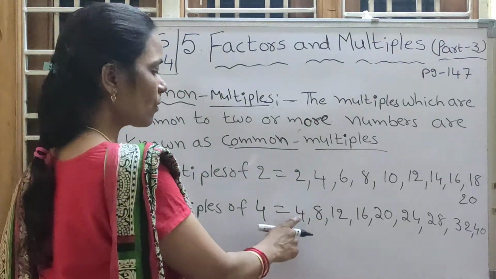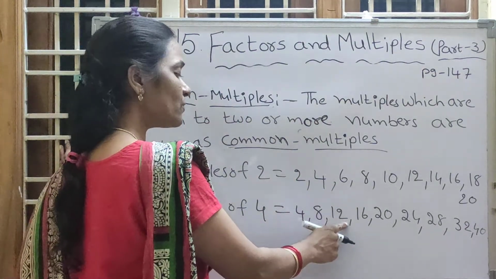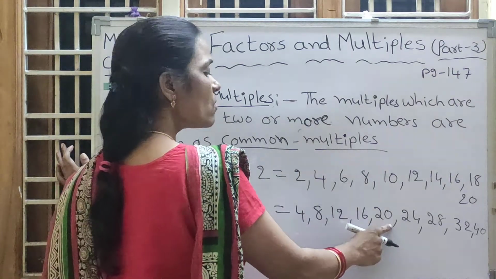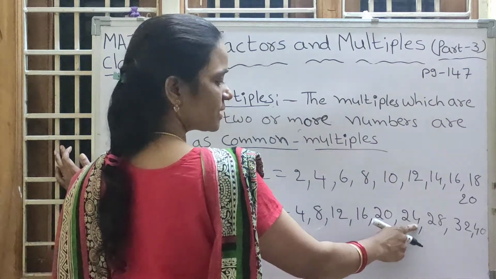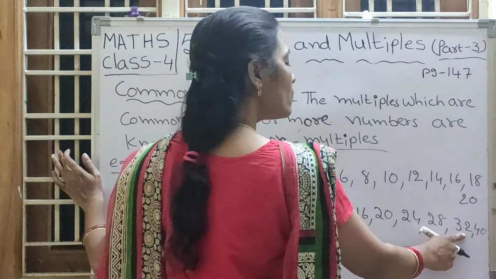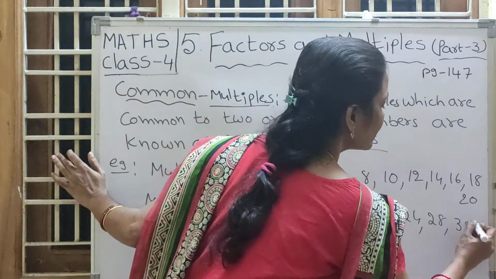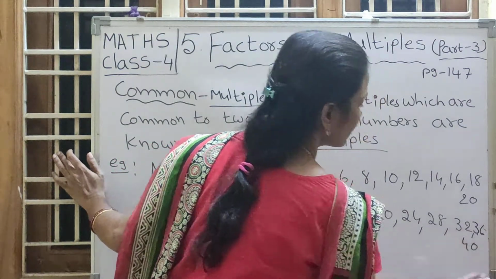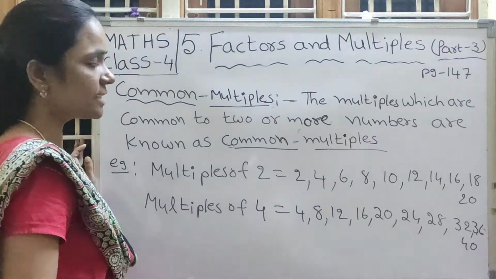Sorry. 4 ones are 4, 4 twos are 8, 4 threes are 12, 4 fours are 16, 4 fives are 20, 4 sixes are 24, 4 sevens are 28, 4 eights are 32, 4 nines are 36, 4 tens are 40.